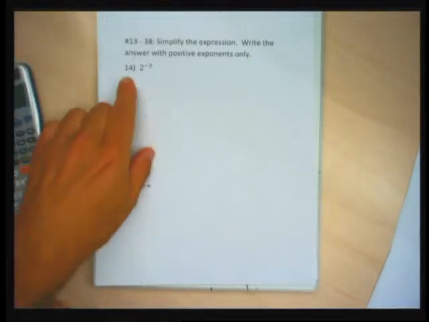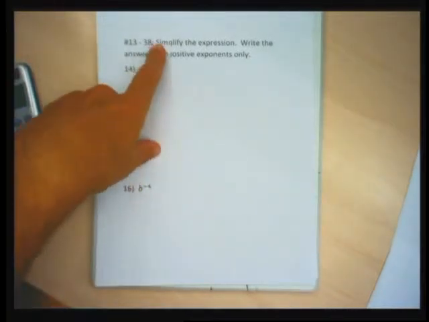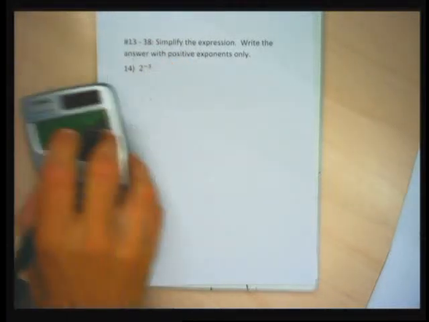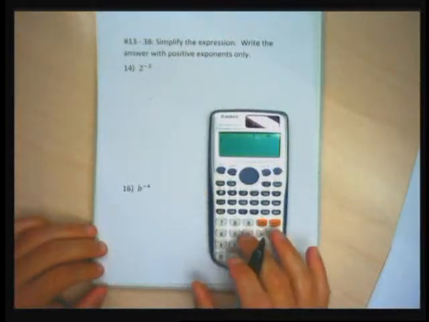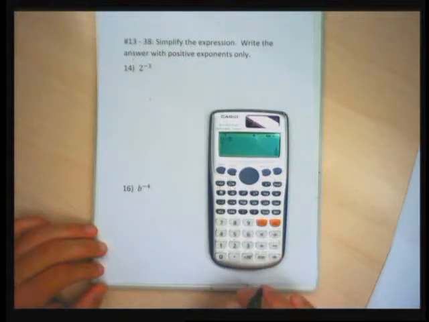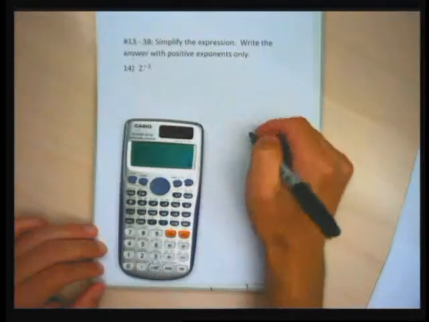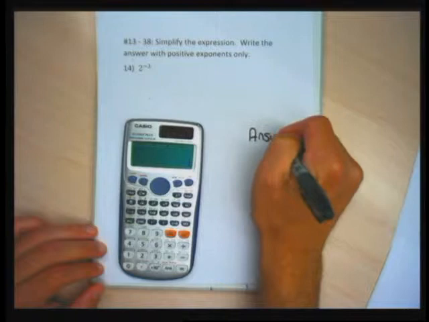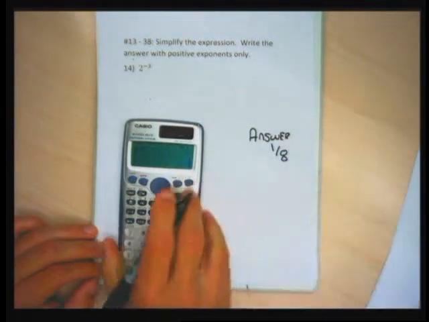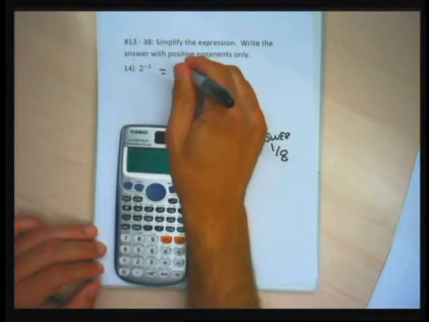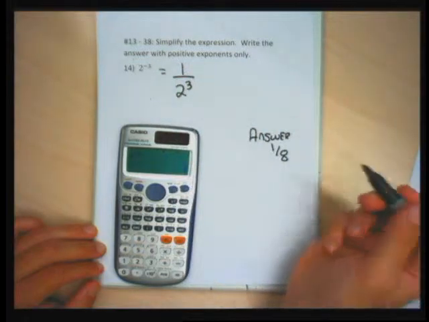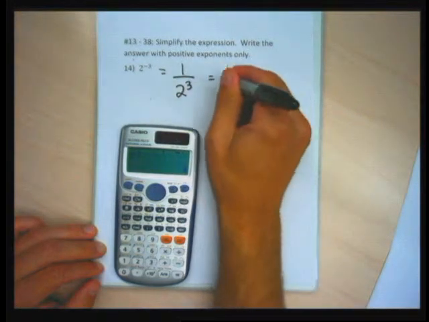So 14 I can do on my calculator. It says simplify with positive exponents. I know ultimately the answer to 14, because it doesn't have a letter, I can get on my calculator. The answer to this is supposed to be 1/8. So 2 to the negative 3 power is supposed to be 1/8. I'm supposed to realize that I can write 2 to the negative 3 power as 1 over 2 cubed, and because 2 cubed is equal to 8, this is the same as 1/8.